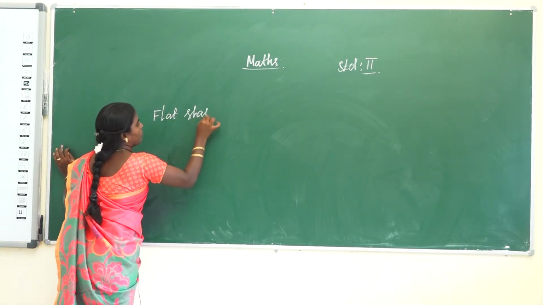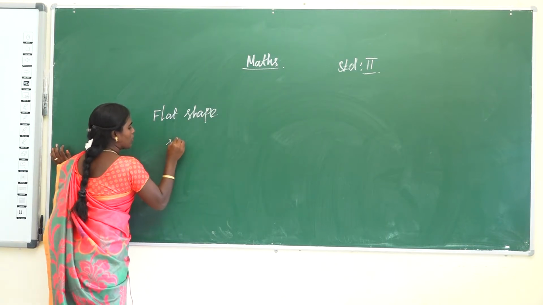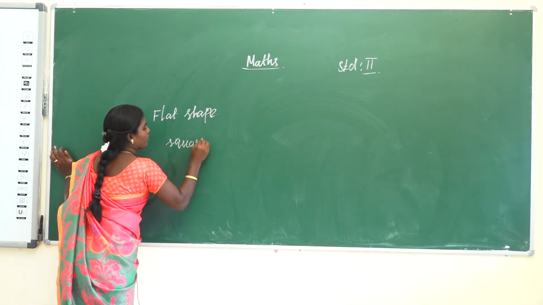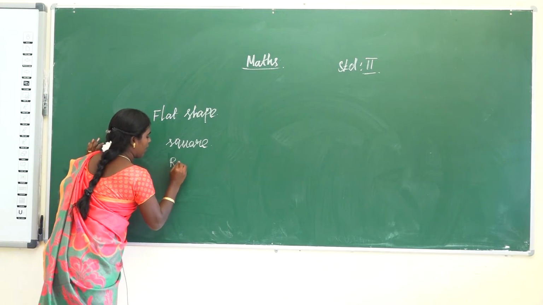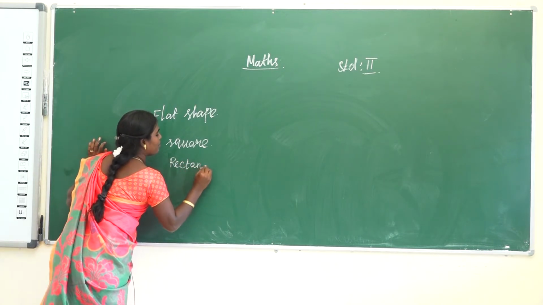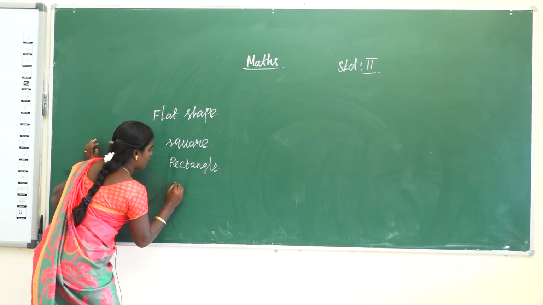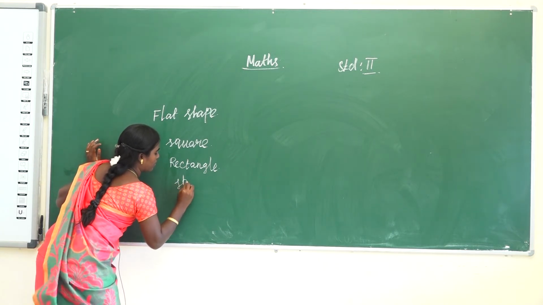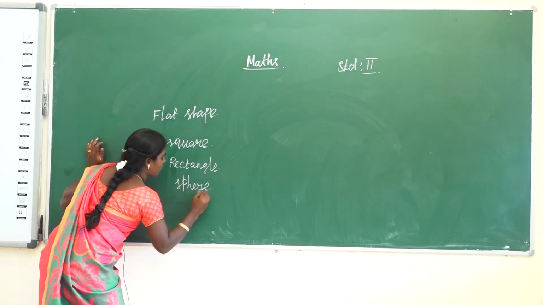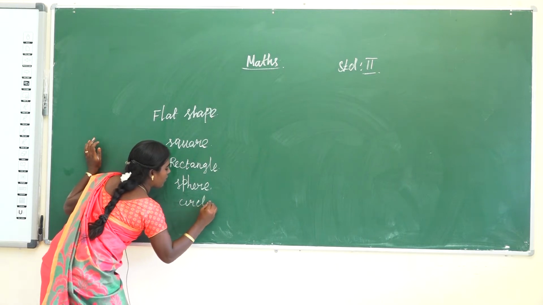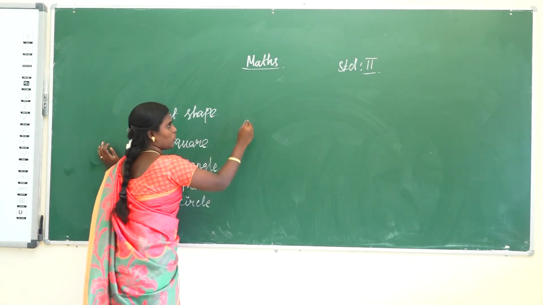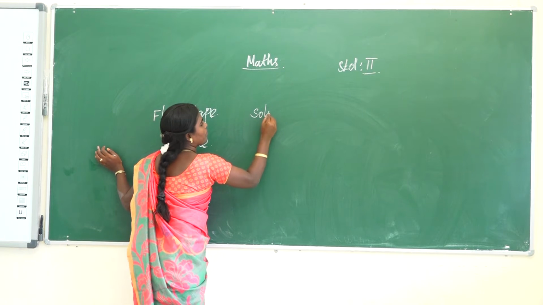Flat shapes: square, then rectangle, next sphere, then circle. Okay, then solid shapes.